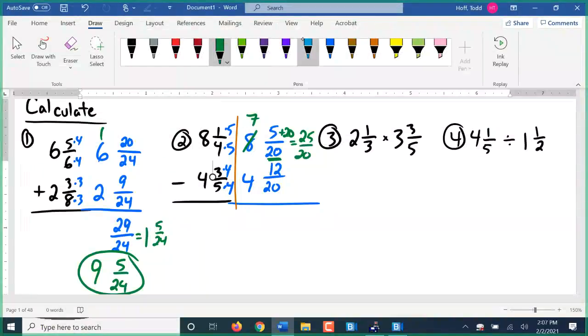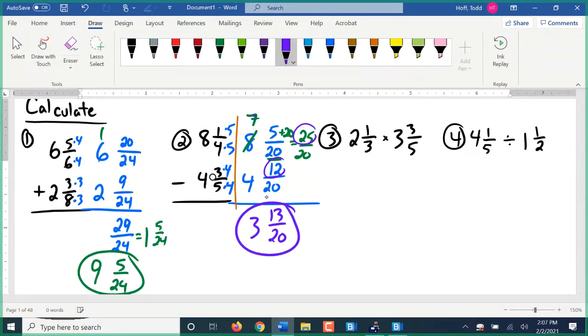And now we can subtract. 25 minus 12 is 13 20ths. Keep the same name. And 7 minus 4 is 3. So 3 and 13 20ths.